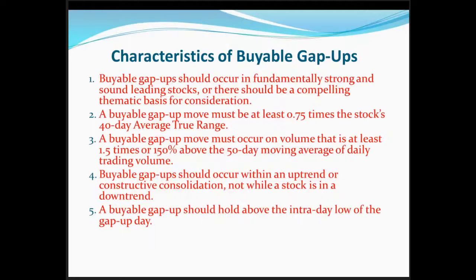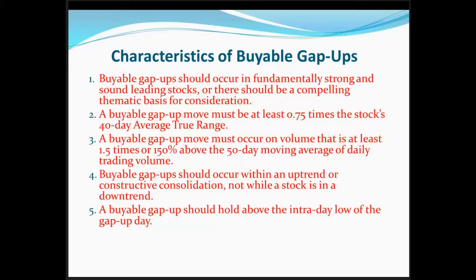So basically, the characteristics of a buyable gap up. What is a buyable gap up? Well, they should occur in fundamentally strong and sound leading stocks, or there should be a compelling thematic basis for consideration. Sometimes this can vary a little bit. So, for example, you could have a turnaround situation that's a buyable gap up. We saw this recently with Krispy Kreme donuts, for those of you who follow us on our website, selfishinvesting.com.